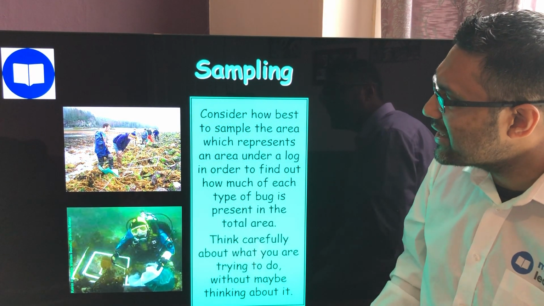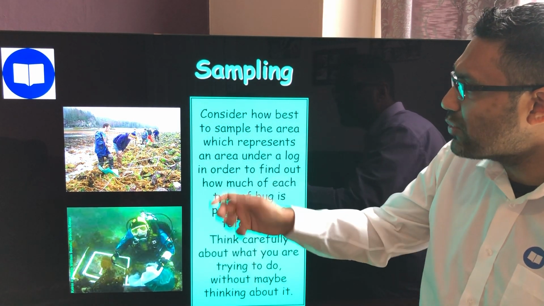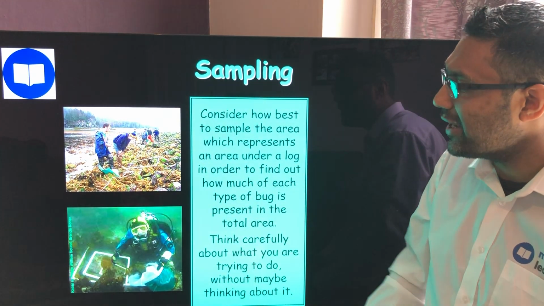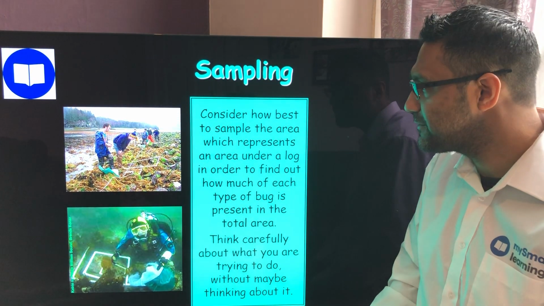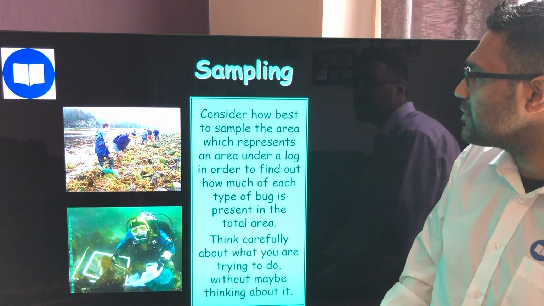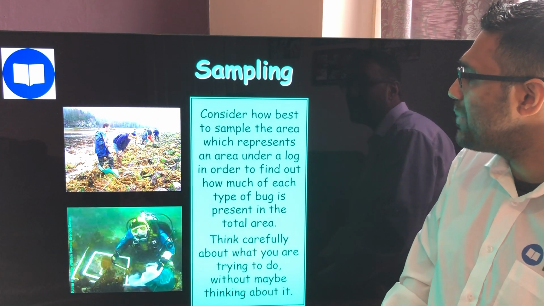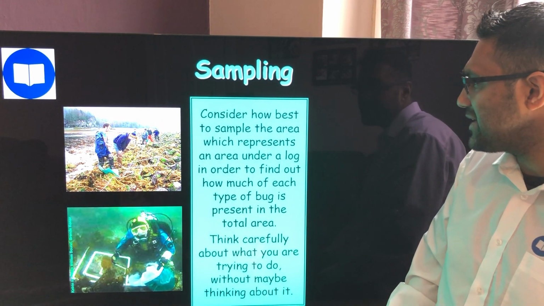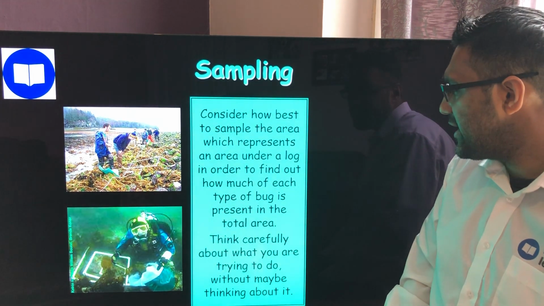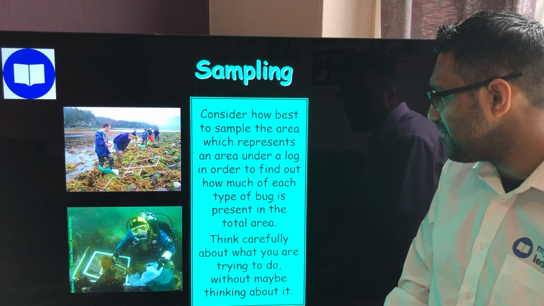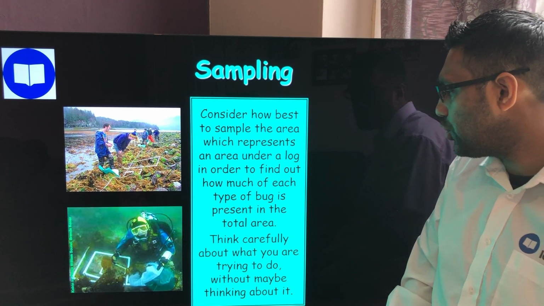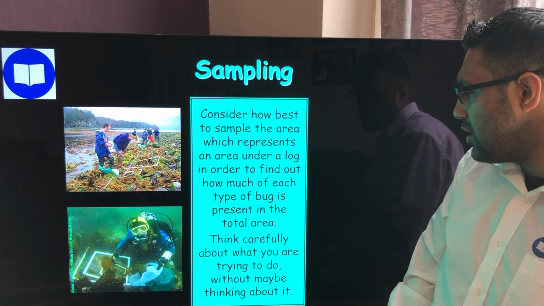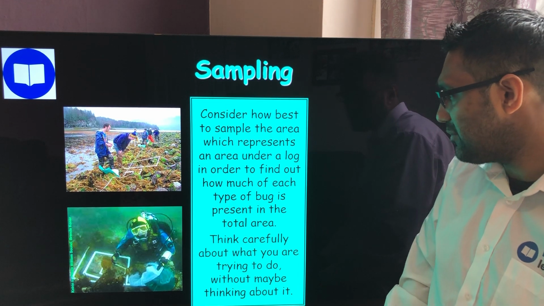So you can see those guys there taking quadrats and counting within that square, that quadrat, and even under ocean quadrats. So consider how best to sample the area which represents an area under a log in order to find out how much each type of bug is present in the total area. Now you've got to think carefully about what you are trying to do.